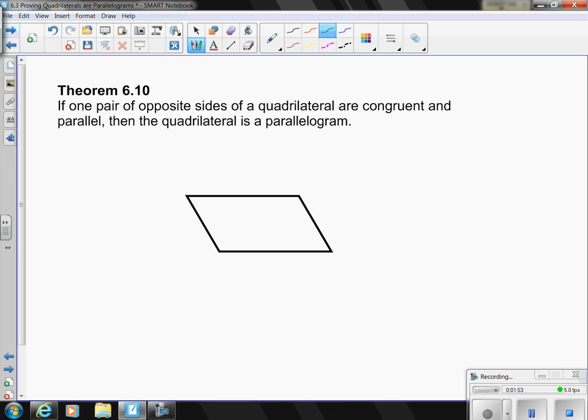And we can start adding one new one. This is not a converse from the last section, but it says if one pair of opposite sides of a quadrilateral, so it has four sides, are congruent and parallel, then the quadrilateral is a parallelogram. We don't have to know anything about the other two sides.